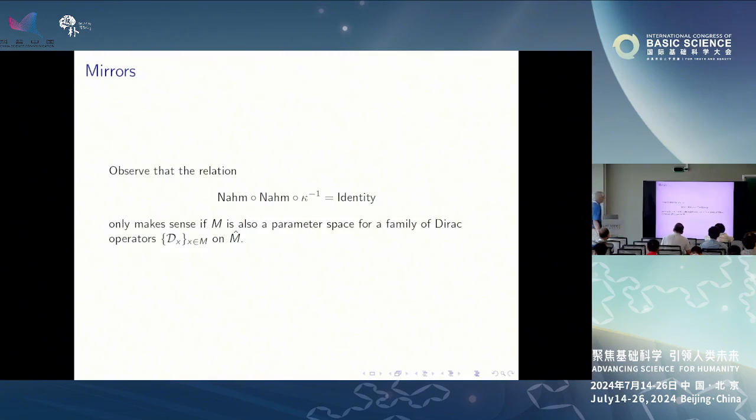All right, but there's a problem here, which is that Nahm composed with kappa inverse equals the identity only makes sense if M is also a parameter space for a family of Dirac type operators on M hat. So that's part of the reason why people have worked so hard in recent years to understand the gravitational instantons as moduli spaces of interesting objects.